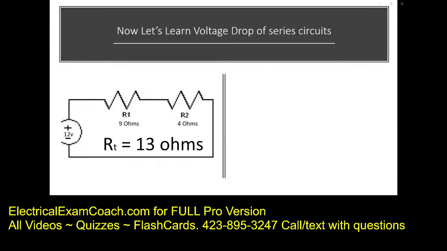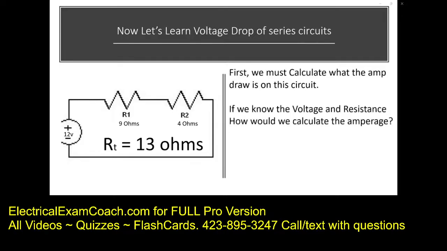Now let's learn about voltage drop of series circuits. First, we must calculate what the amp draw is on the circuit. If we know the voltage and the resistance, how could we calculate the amperage? We learned in week 2, part 1 about Ohm's law. First, we must get the total resistance and then apply Ohm's law. So in this case, it is 9 plus 4. It's going to be 13 ohms. So what we do is we set up our formula so we remember, and we plug in the knowns. In this case, we know that it's a 12-volt circuit. We got 13 ohms of resistance. All we must do now is to divide 13 up into 12, and that's going to give us our amperage. In this case, it's 0.923 amps.